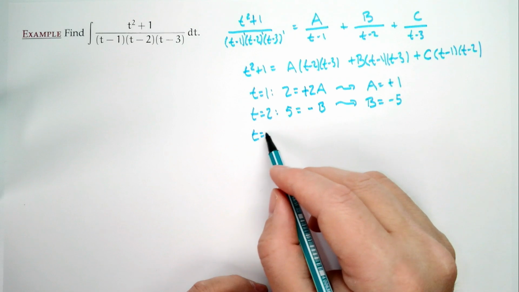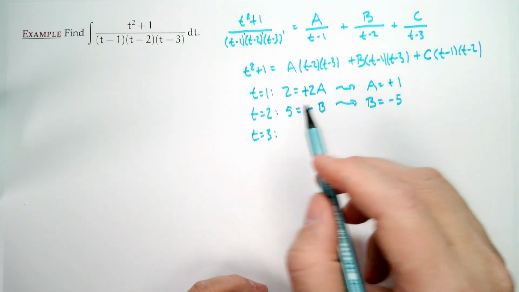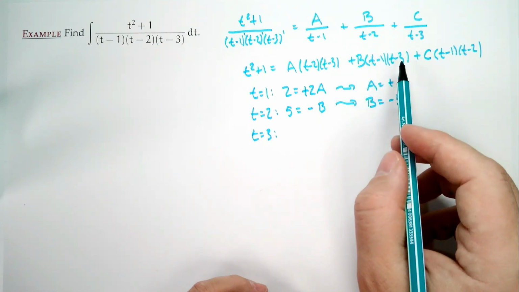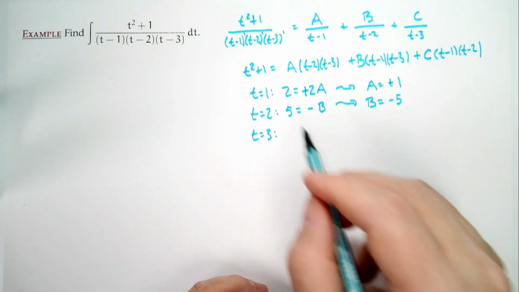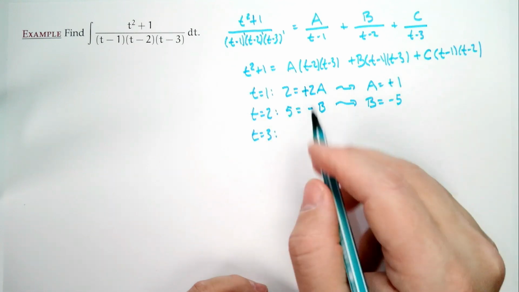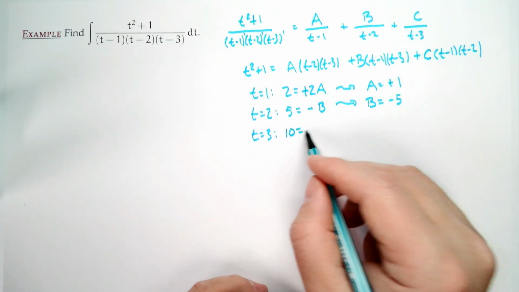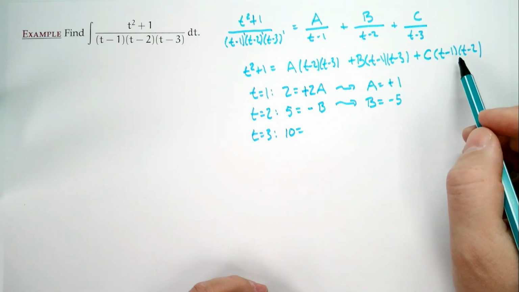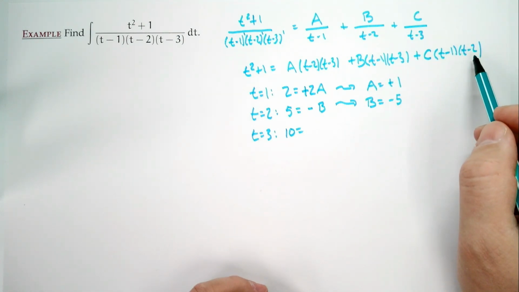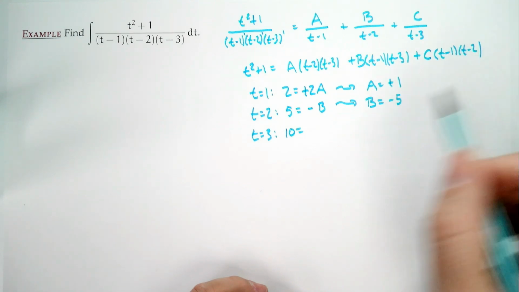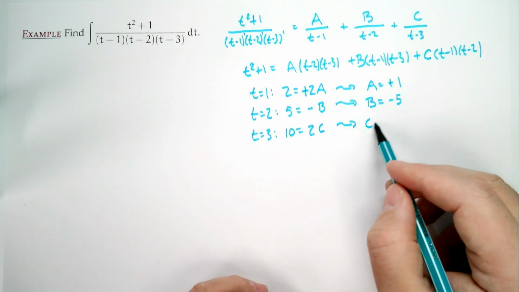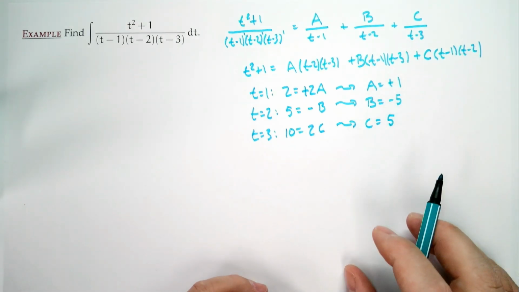And t equals 3. These first two terms are going to knock out because of the t equals 3. We'll cancel the t minus 3. Over here we get 9 plus 1, which is 10. Over here we get 3 minus 1, which is plus 2, and 3 minus 2, which is plus 1. So we get 2 times 1, so we get 2c. So that tells us that c should be 5.